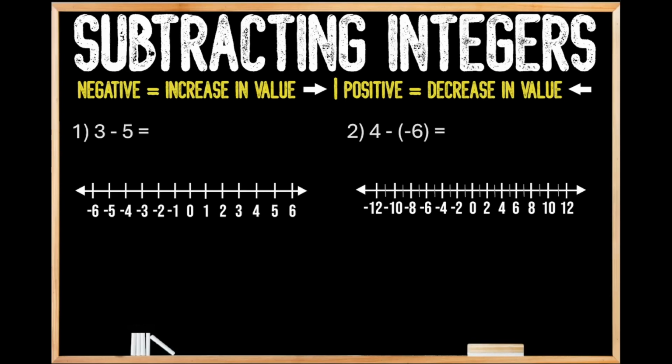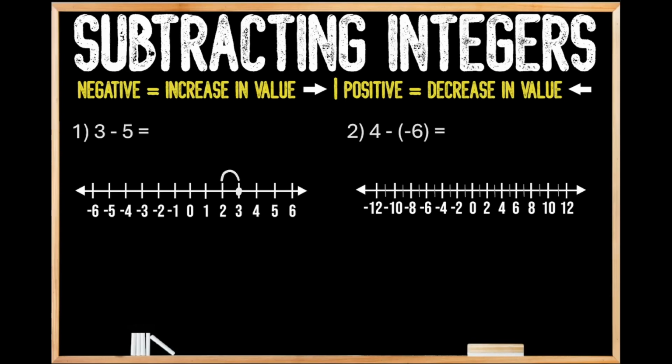And as we can see up top highlighted in yellow, whenever we're subtracting positive integers, it means that we're going to be decreasing in value. And just as the arrow that's pointing to the left suggests, we're going to be decreasing in value by moving along the number line to the left. So the first thing we're going to do is locate our 3 on our number line here. And then since we're going to be decreasing in value, we're going to be moving to the left 5 times.